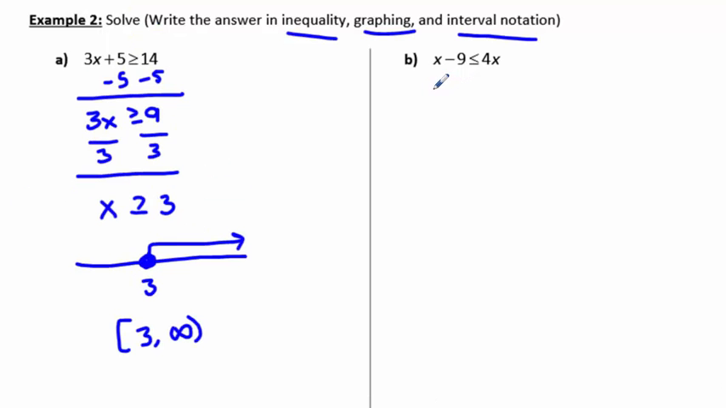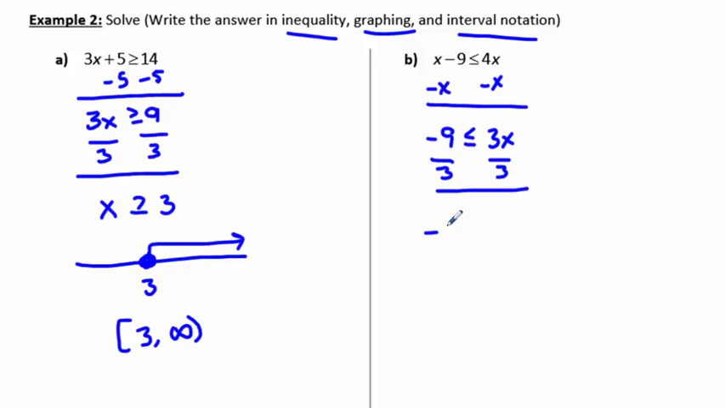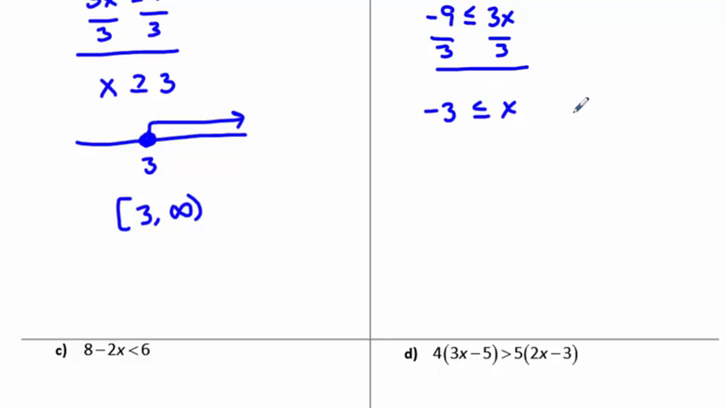Let's start by subtracting x from both sides. That'll give us negative 9 is less than or equal to 3x. And I'm dividing by the positive number 3, so I'm not going to switch the sign. So negative 3 is less than or equal to x. Now, it's often more convenient to write that with the x on the left rather than on the right. So you write it with the x on the left. The open side is towards the x, so you have to switch the inequality symbols. So it's the same thing to say negative 3 is less than or equal to x or x is greater than or equal to negative 3.